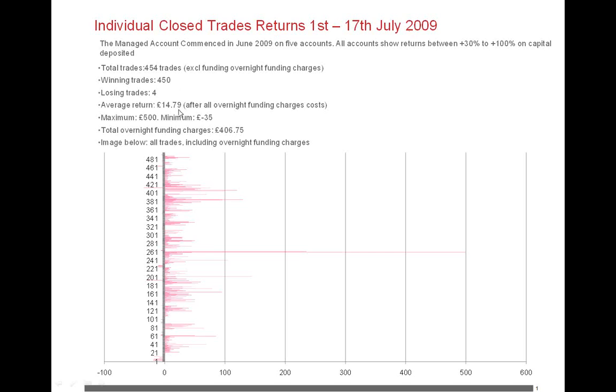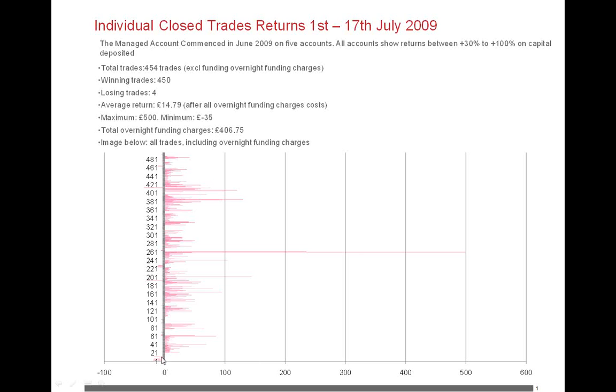Average return was £14.79. Maximum return was £500. Minimum was minus £35. Total overnight funding charges, because remember, it's a margin product, you're borrowing money from the broker, that was £406. So that gives you some idea also of how quickly those costs can rise up, but a heck of a lot of money made, because what you can see on the horizontal x-axis for every single one of those trades is how much money was made.